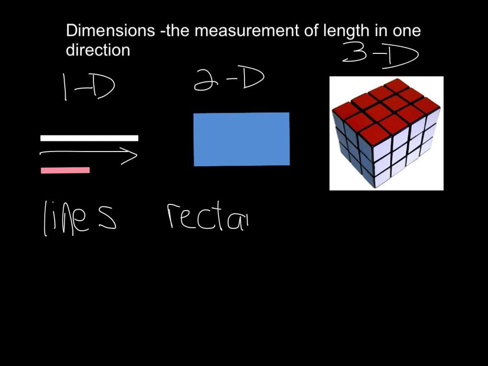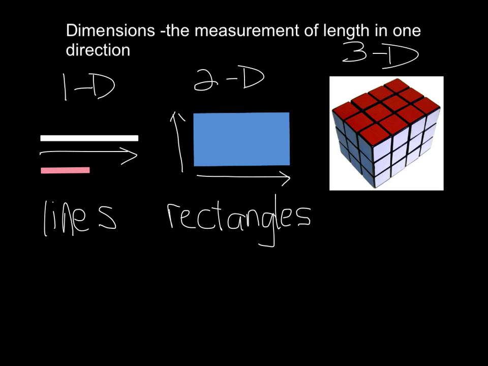They can also be squares, but for a square this direction actually is the same as this direction. However, because these two are not quite the same, it's called a rectangle.